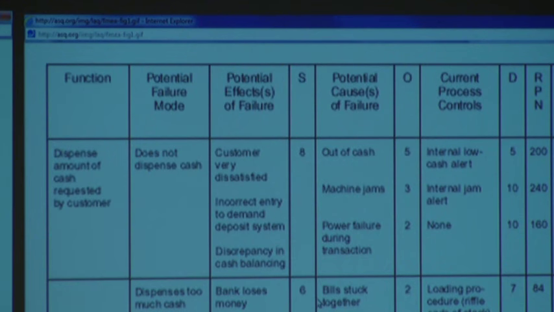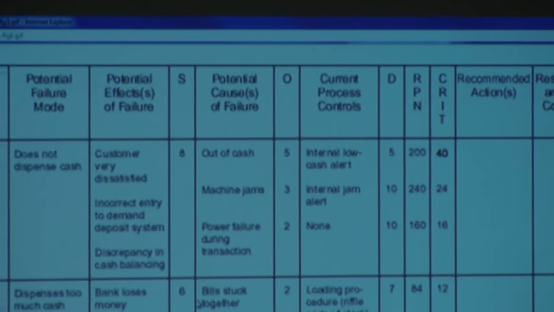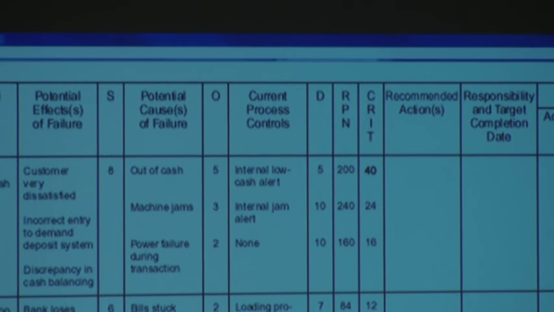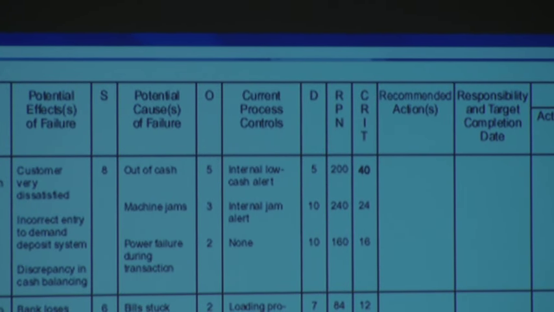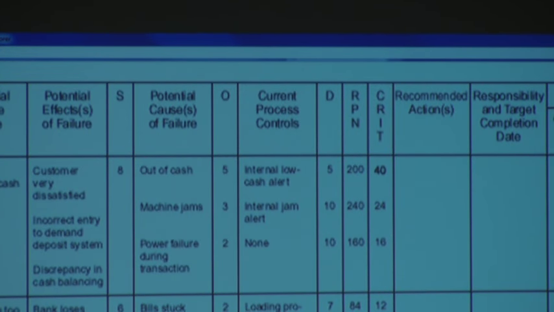failure. It could be it's out of cash, it could be a machine jam, it could be a power failure. These are the reasons why it happened. And then you have an occurrence for each of those, okay? So how likely is it that the machine ran out of cash? They give that a 5. They say it's pretty likely that you at some point run out of cash in the machine, okay? A machine jam could be less likely, a power failure even less likely. So here you're looking at how likely these things are to occur.